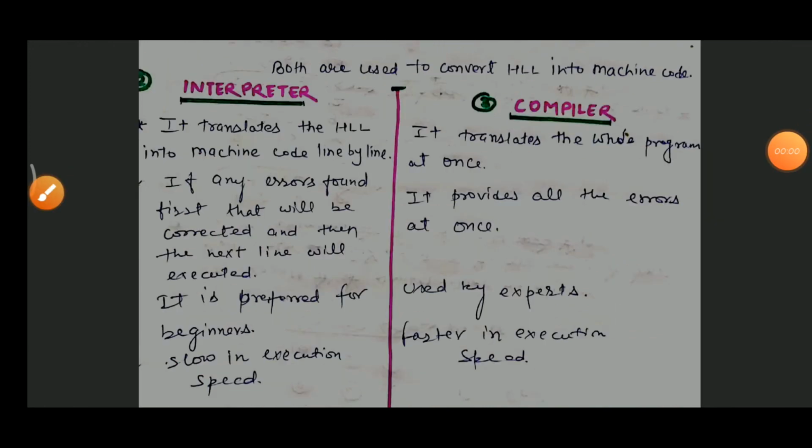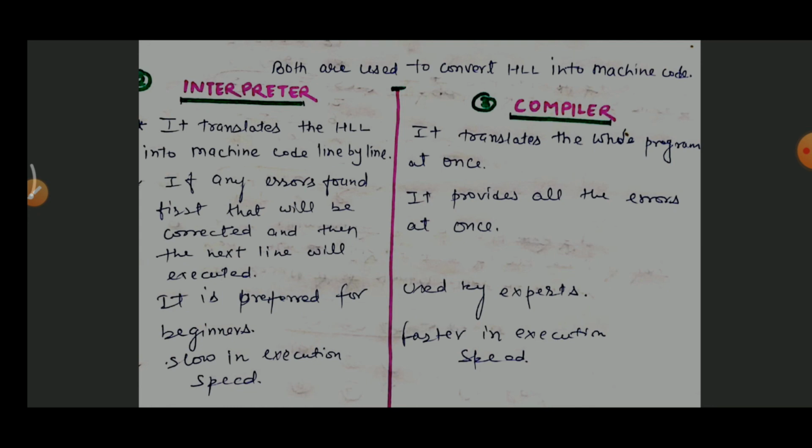Now the next ones are interpreter and compiler. Both interpreter and compiler are used to convert high level language into machine code, but the working processes of these two language processors are different. Some differences exist between them. First, the interpreter translates the high level language into machine code line by line, whereas the compiler translates the whole program at once.